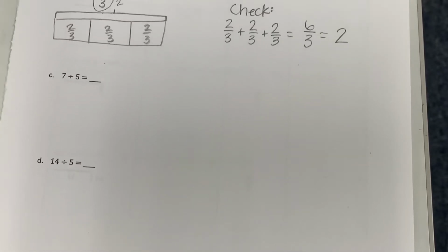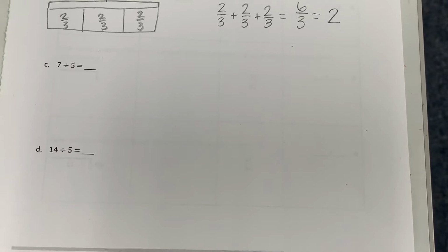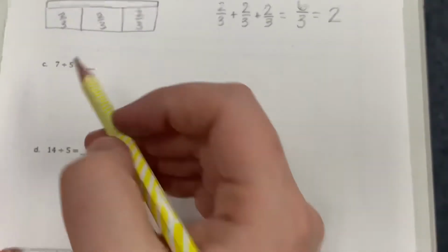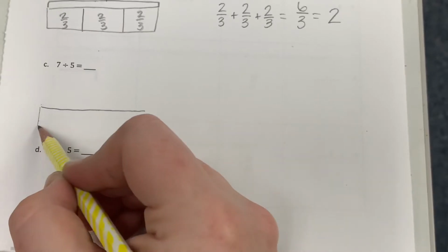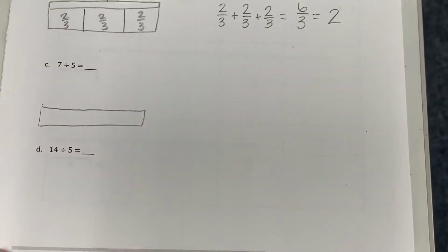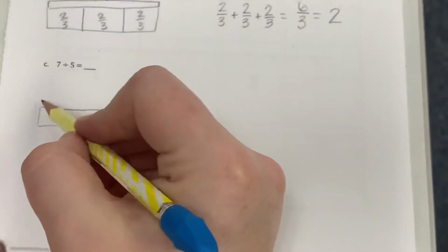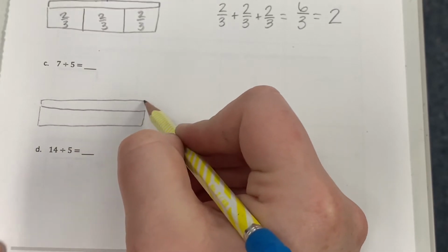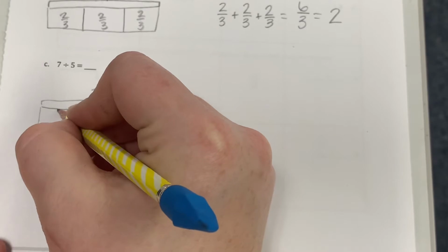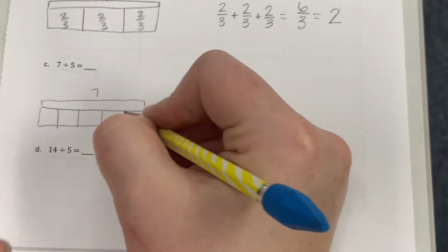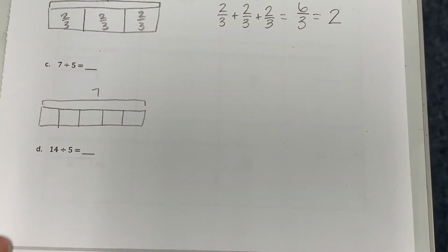Okay, letter C. 7 divided by 5. Well, first I need to draw my tape diagram, so go ahead and draw it. And that whole thing is worth 7. I want to hear everybody answering when I ask a question. The whole thing is worth what? 7. How many times are we dividing it? 5. So divide it into 5 pieces. 1, 2, 3, 4, 5.